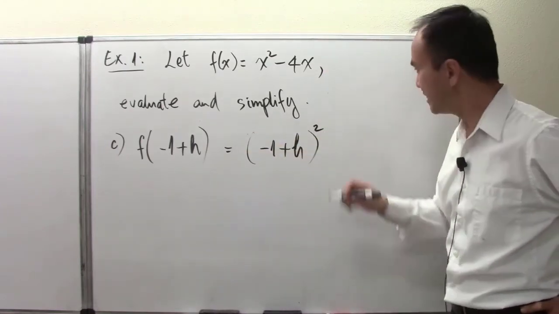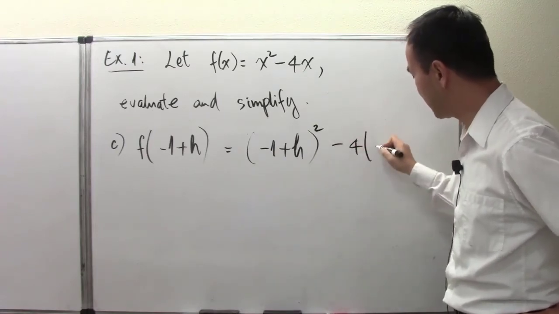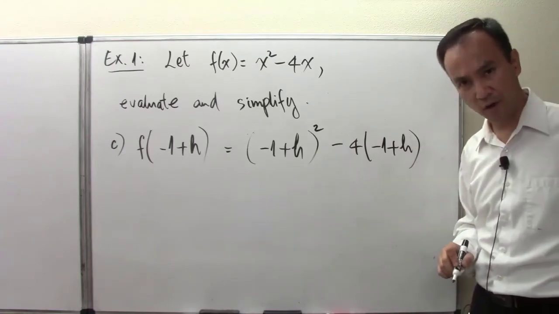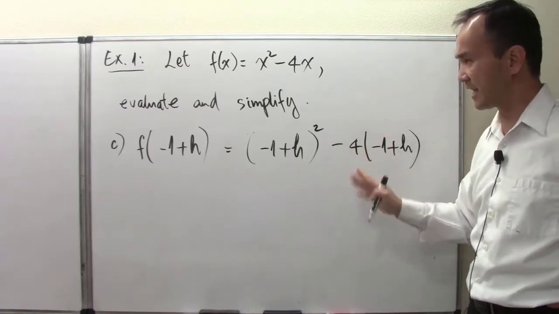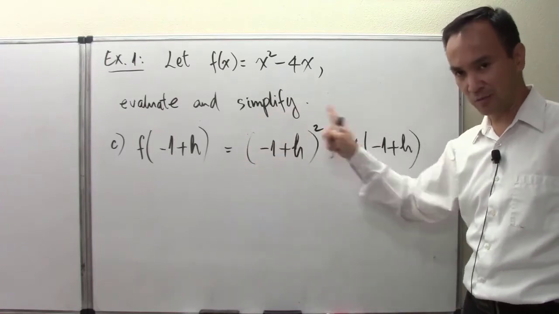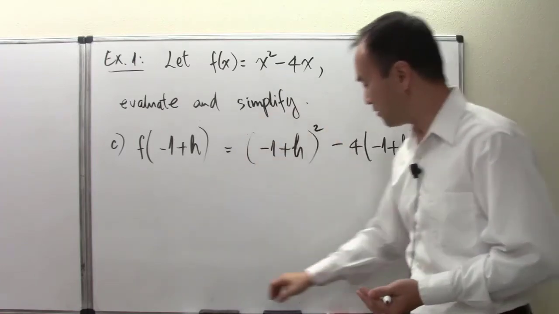Square the inputs. And then minus 4 times minus 1 plus h. We keep things organized that way. Okay, and now just like that, I'm going to step over to my other board to quickly work out this little problem.